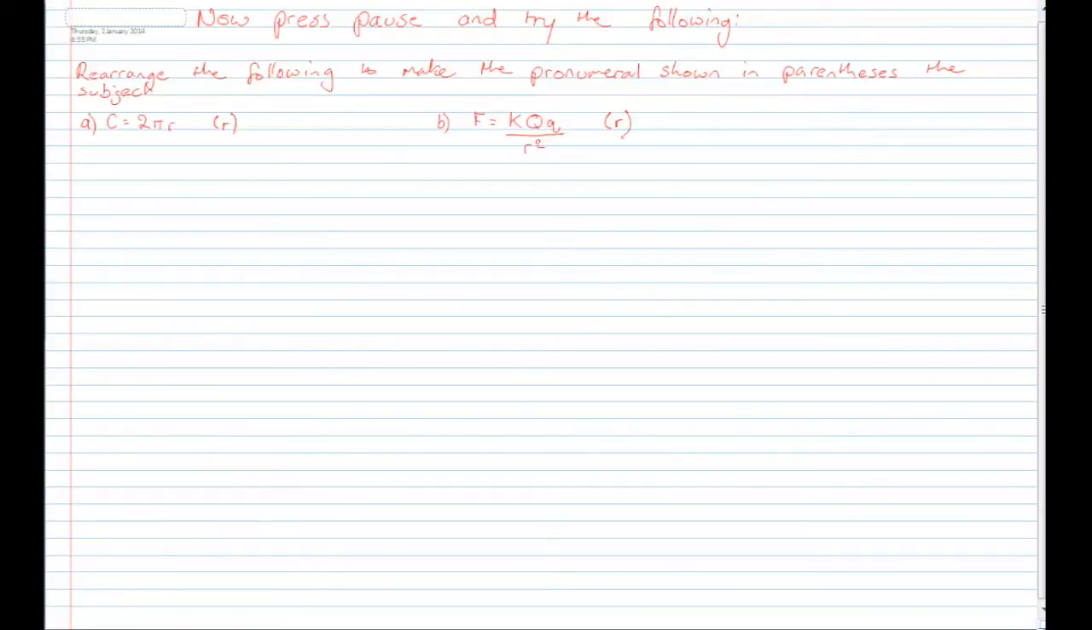Okay, so now it's time to press pause and try the following. That is, we want to rearrange C equals 2 pi r to find the value of r, and F is equal to kQq over r squared, once again to find r. Remember, when you're done, press play and check out your solutions against mine.